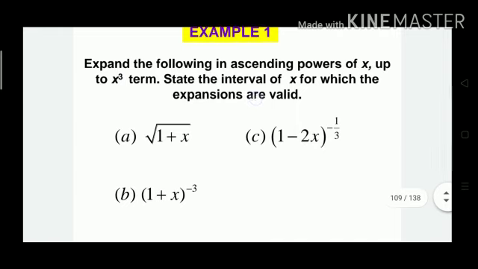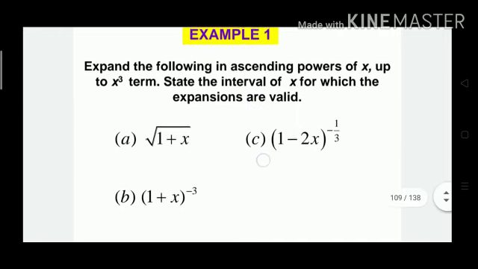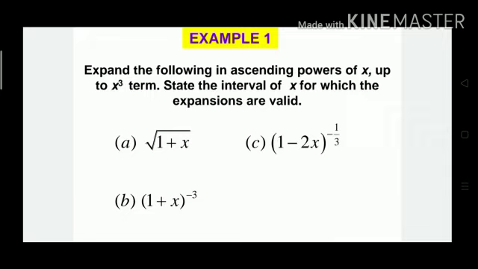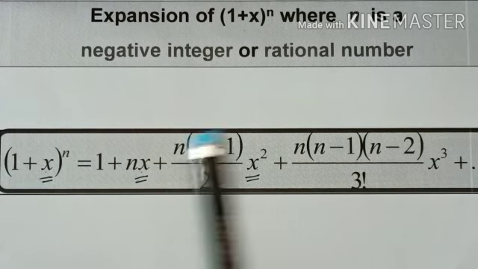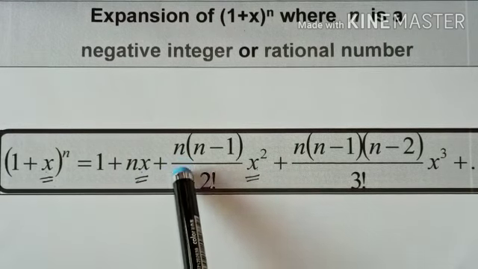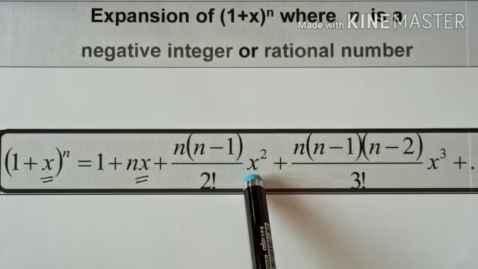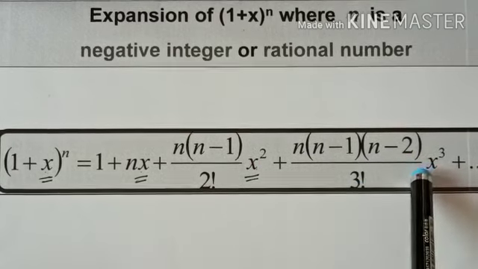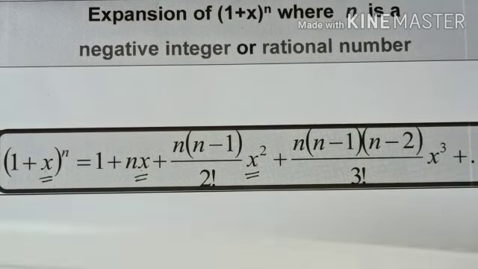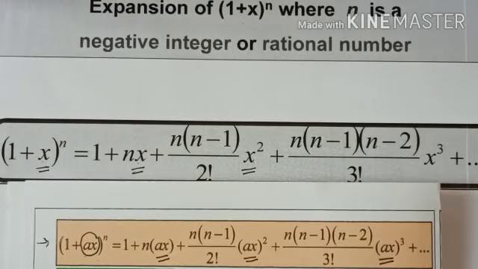Example 1. Expand the following in ascending powers of x up to the x cubed term. State the interval of x for which the expansions are valid. The question is the square root of 1 + x. All these questions involve powers of rational numbers or negative numbers, so we have to look back at our formula just now: (1 + x)^n = 1 + nx + n(n - 1)/2! x^2 + n(n - 1)(n - 2)/3! x^3 + and so on. But now I want to show you another formula.